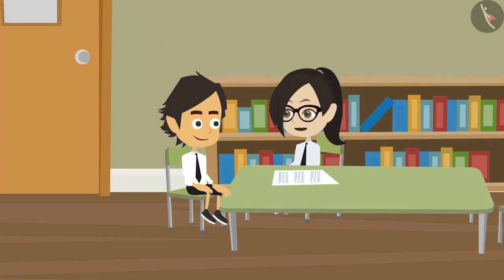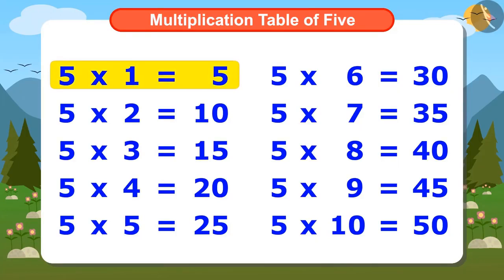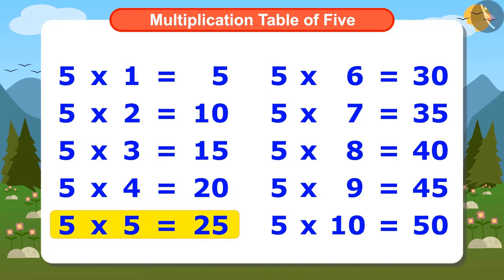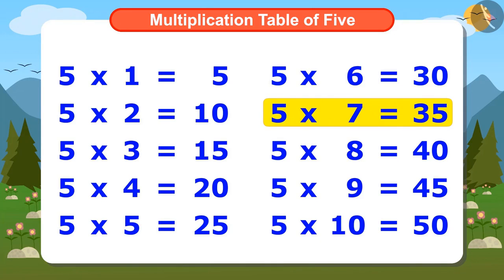Now I will try to memorize the multiplication table of 5 by reciting it. 5 ones are 5. 5 twos are 10. 5 threes are 15. 5 fours are 20. 5 fives are 25. 5 sixes are 30. 5 sevens are 35. 5 eights are 40. 5 nines are 45. 5 tens are 50.